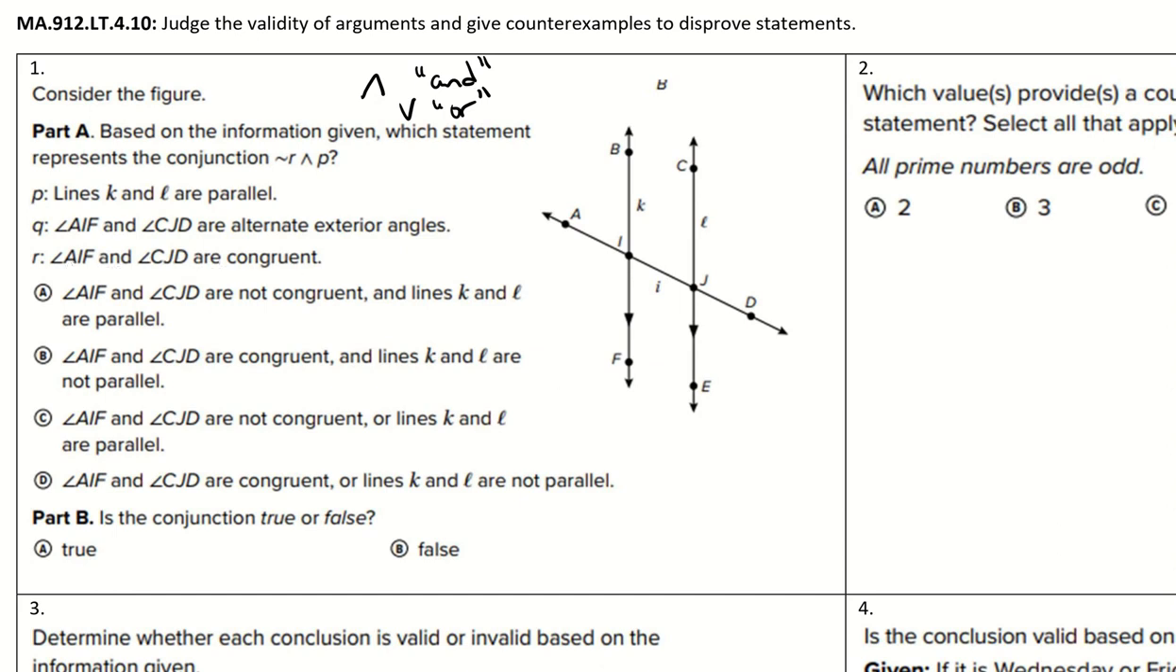It says not R, so that means that they're not congruent, right? And the lines are parallel, so that's how you interpret that. So angle AIF and angle CJD are not congruent, so that's the not R part. And lines K and L are parallel. That's statement P. So that's A. So it's actually A. Now, is this conjunction true or false?